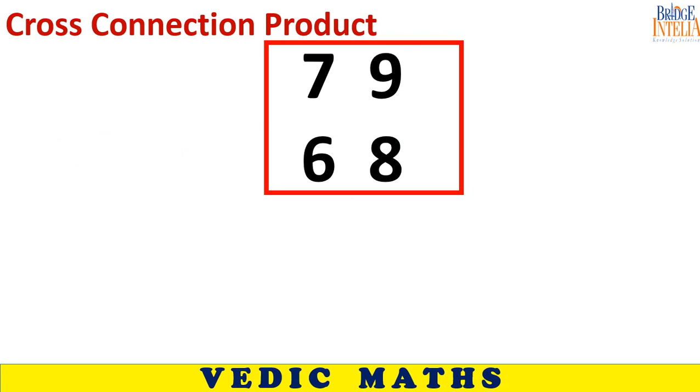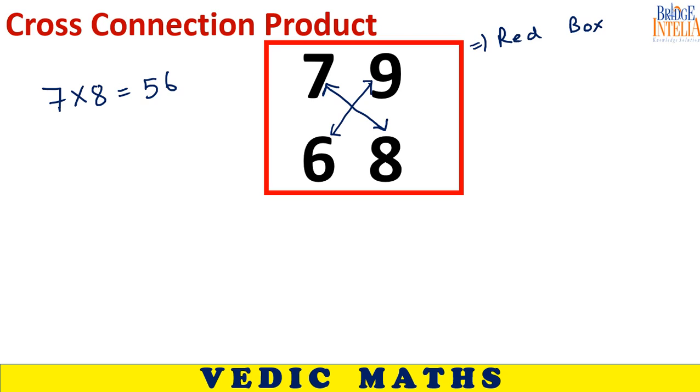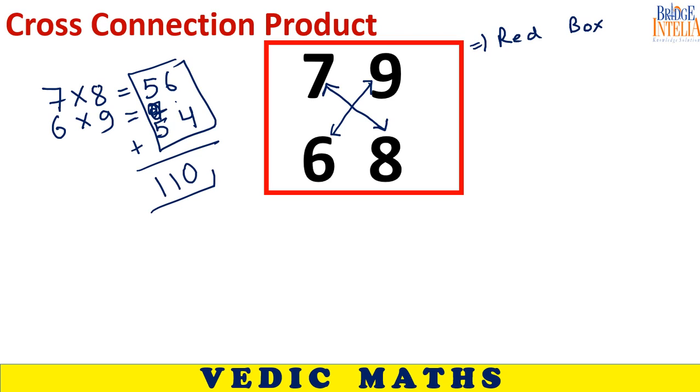Let's take one more example. You can see there is a red box with four numbers inside. We have to find the cross connection product. First, connect them crosswise. Connect 7 with 8, so 7 8s are 56. Then connect the remaining two numbers, 6 and 9. 6 9s are 54. The cross connection product is the sum of these two: 56 plus 54 is 110. So the cross connection product is equal to 110.